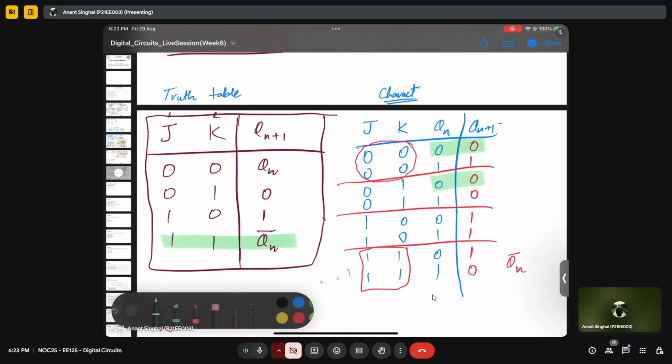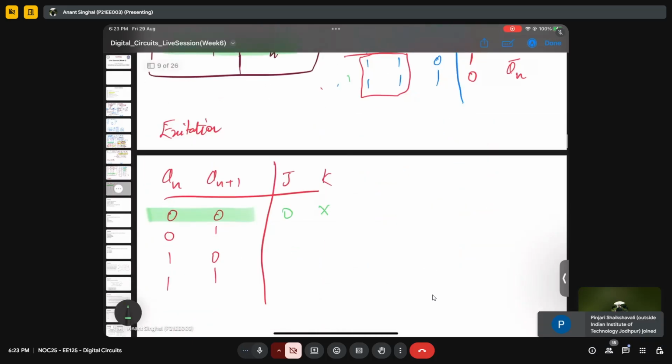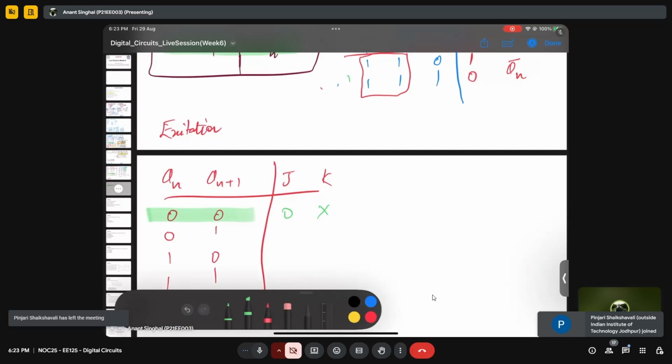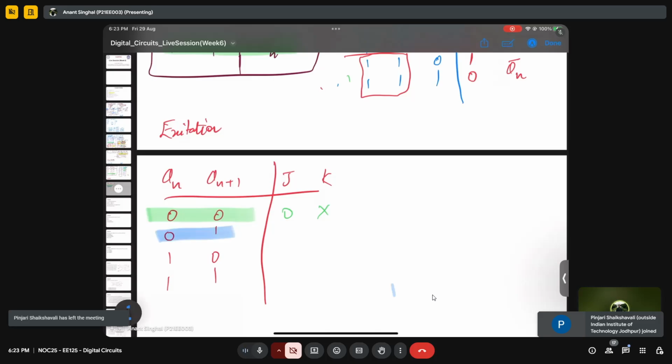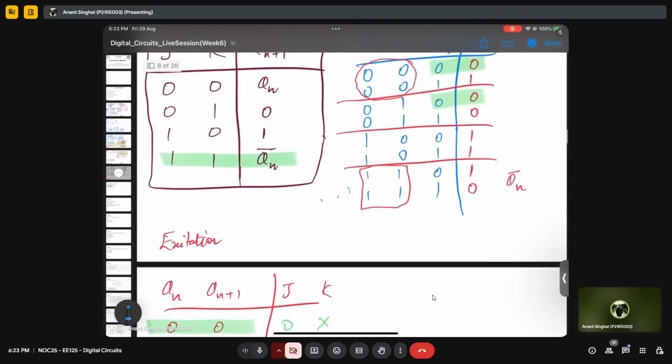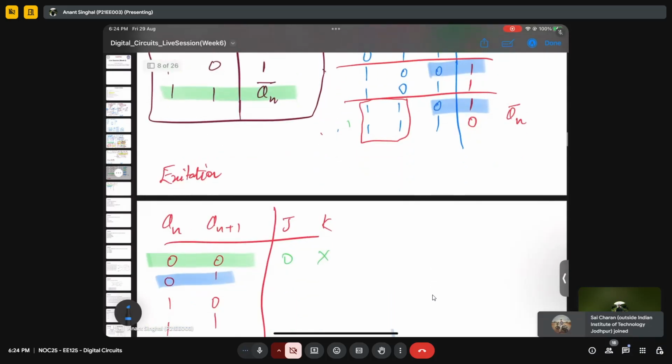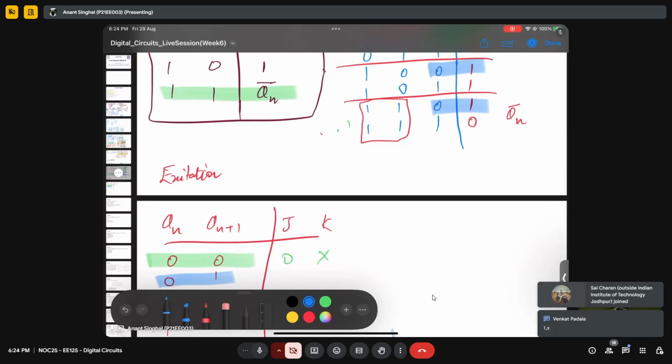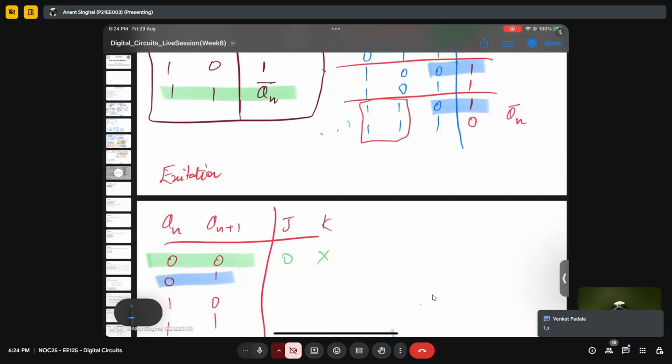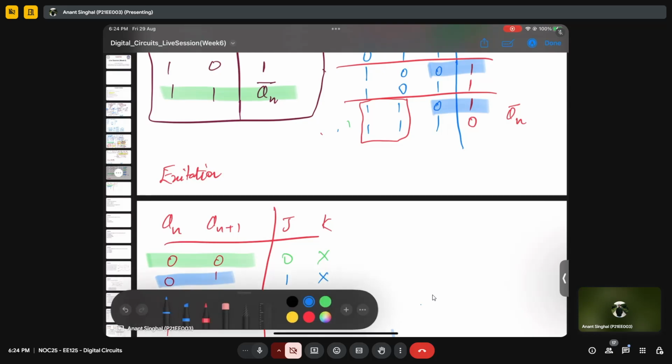X. Yes. Good. So similarly, we can go for all the cases quickly. When Qn plus 1 and Qn are 0, 1, there is one case here and one case here. So quickly let me know what will be the J and K. It will be 1, 1.